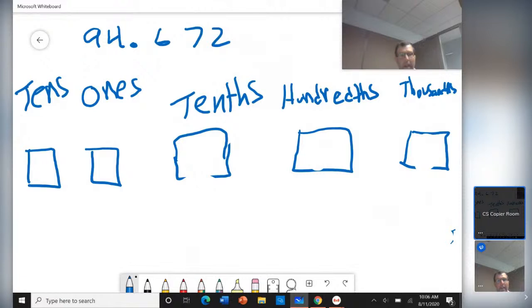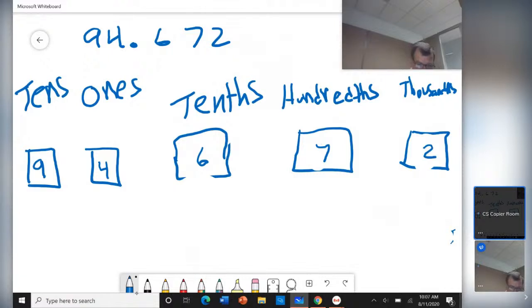So we do 94.672. How that would read is 94 and 672 thousandths. Okay, so the 9, you have 9 tens. That gives you 90. You have 4 ones. You have 6 tenths. You have 7 hundredths, and you have 2 thousandths.